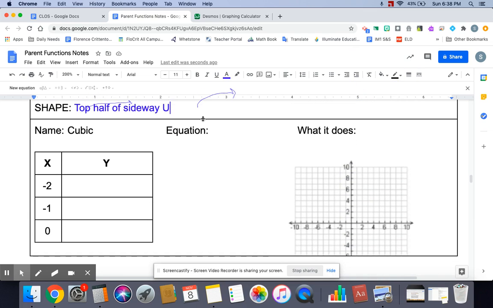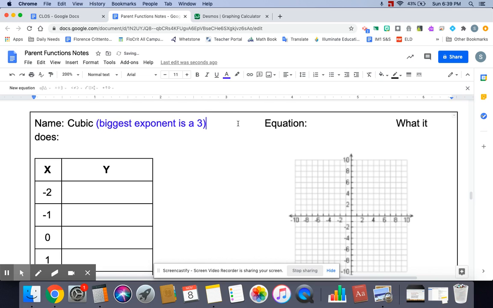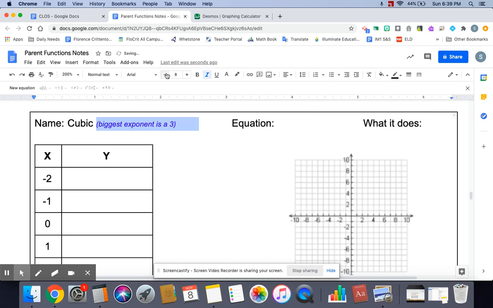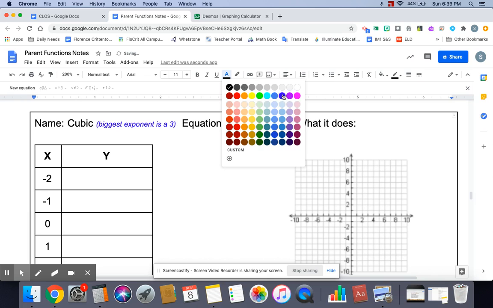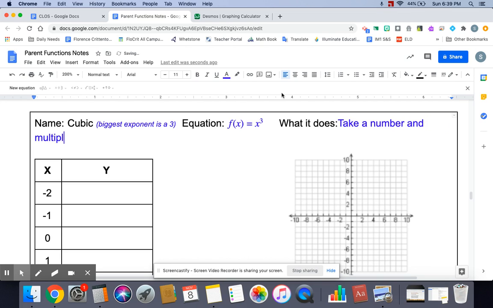The next one's called a cubic. And a cubic is where the biggest exponent is a 3. So there could be x squared in there, and it still won't be a quadratic anymore. Because if the biggest one's a 3, then it's considered a cubic. The parent function is x to the power of 3. What you do mathematically is you take a number and multiply it to itself 3 times.